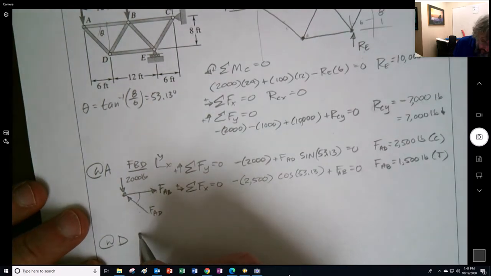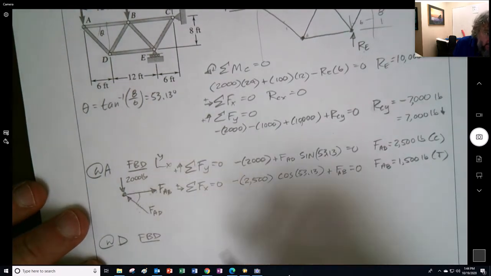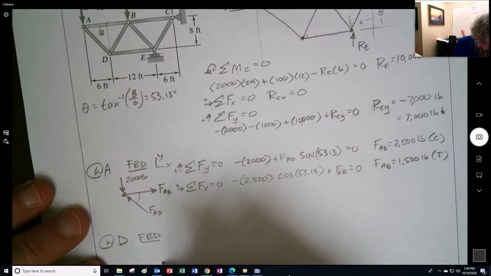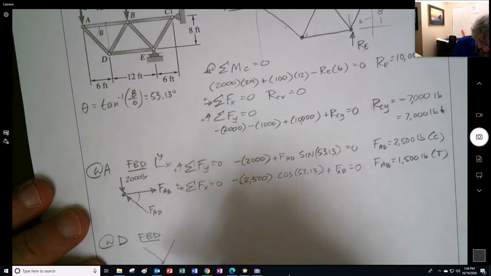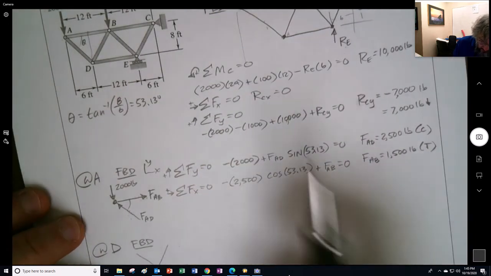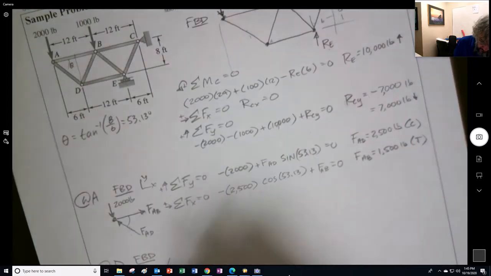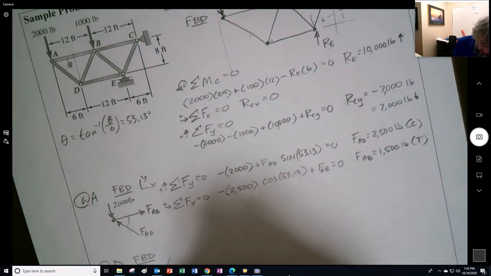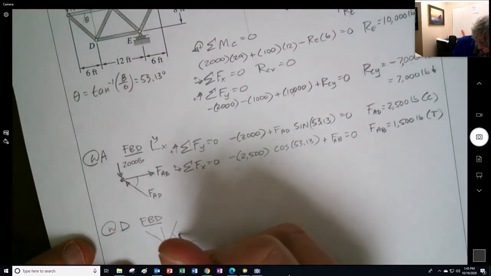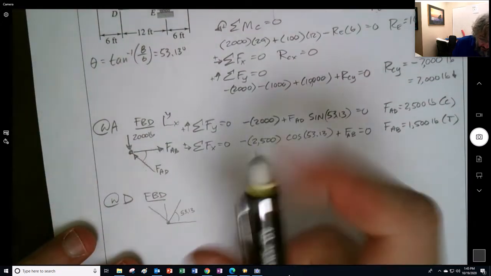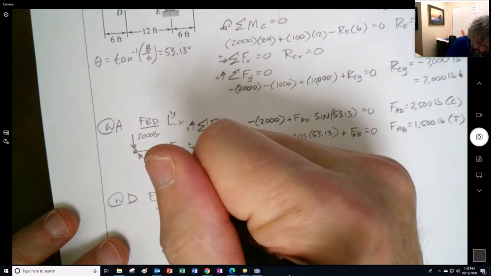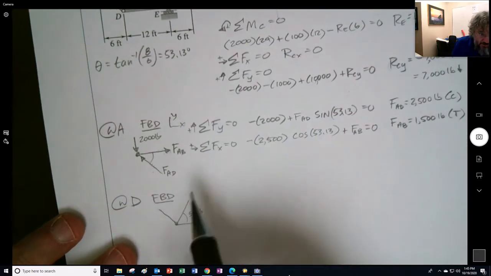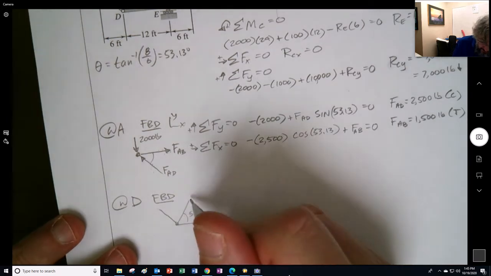Okay, so we want to do an FBD of this pin at D, and we'll draw the lines first. I'm going to take a look right here. We'll notice that this right here is going to be that same 53.13 degrees, right? And I drew a line in here, but that was supposed to represent just that it was symmetric. Okay, so what we do know now, we could actually label these if we want to.